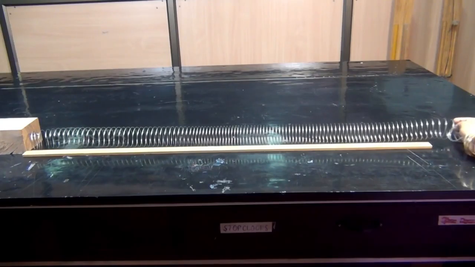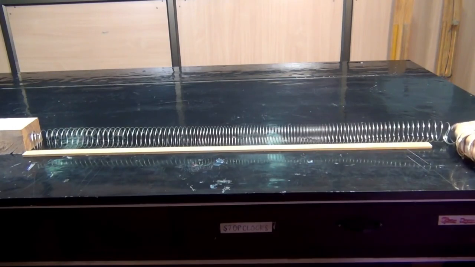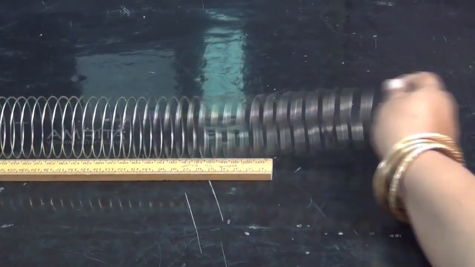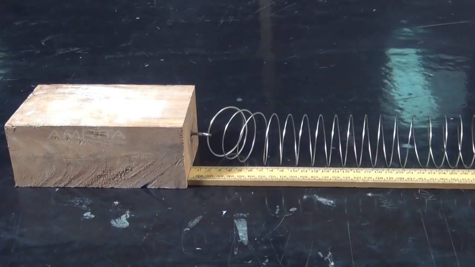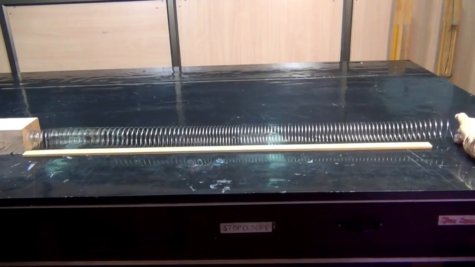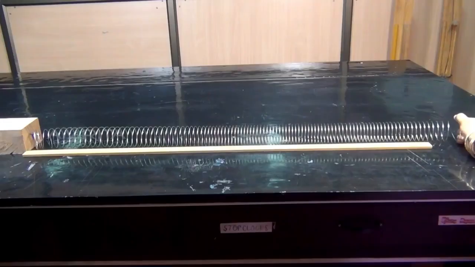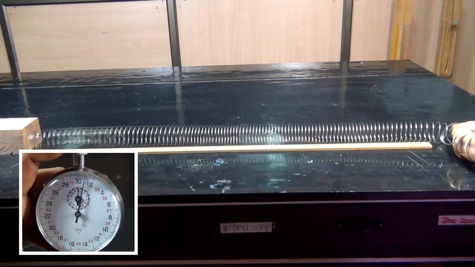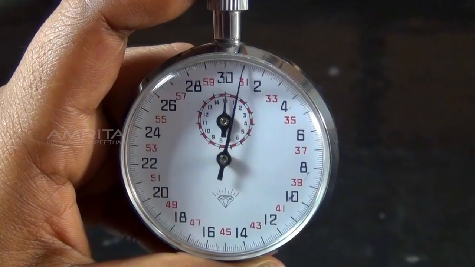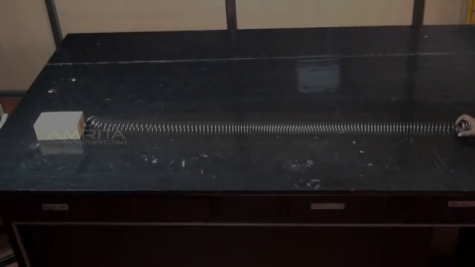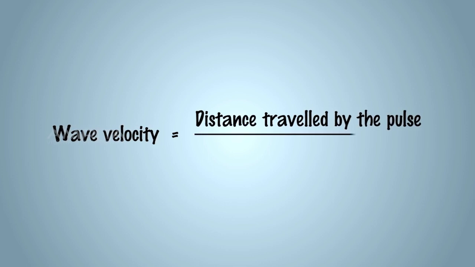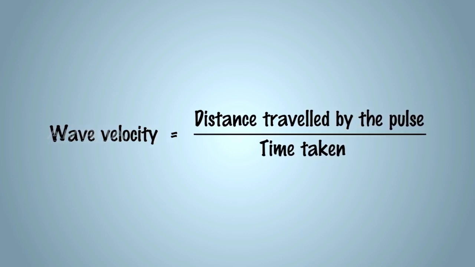To obtain the longitudinal waves, compress the free end of the slinky periodically. Watch the movement of the wave from the free end of the slinky to its fixed end. The movement of the wave is associated with the formation of compressions and elongations. Using a timer, note the time taken for a wave propagated at a particular distance. Calculate the velocity of the wave using the relation: wave velocity is equal to the distance travelled by the pulse divided by time taken.